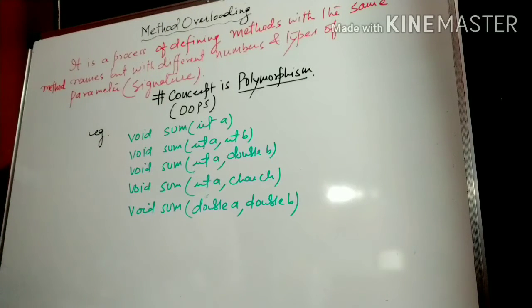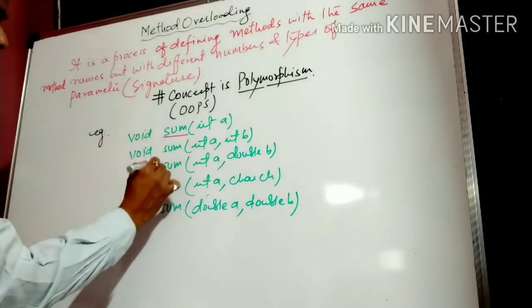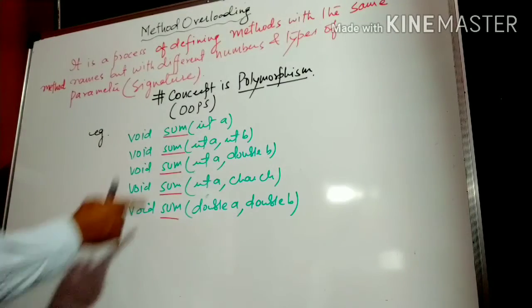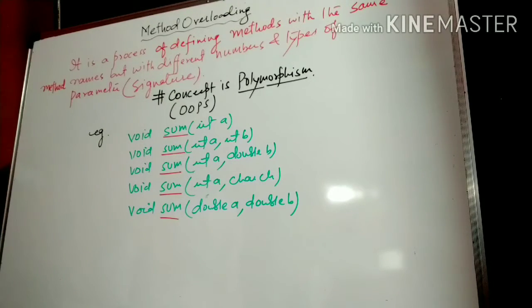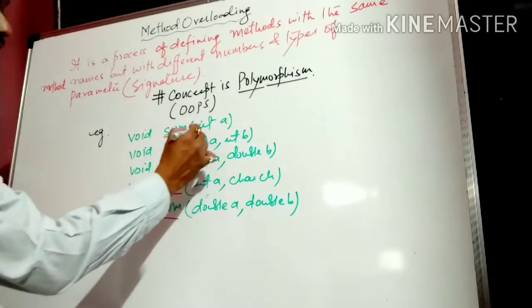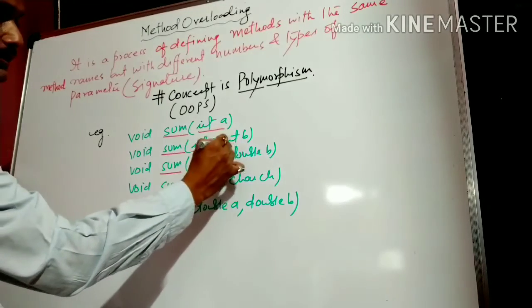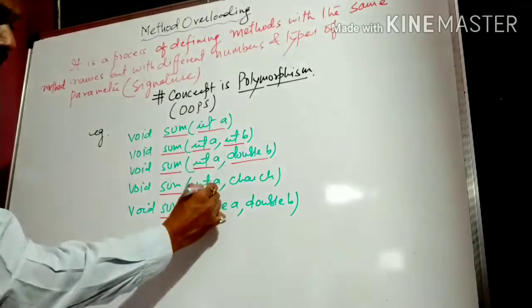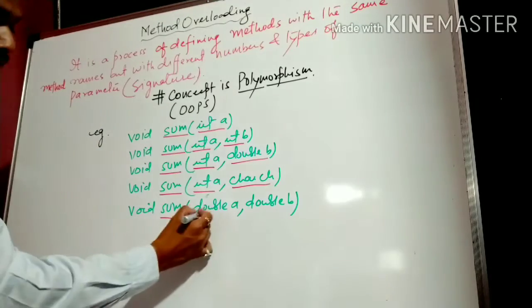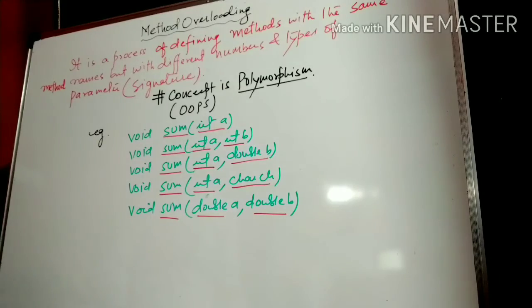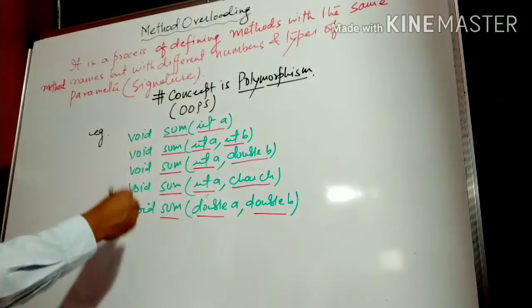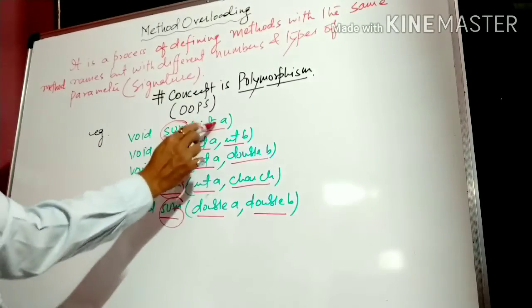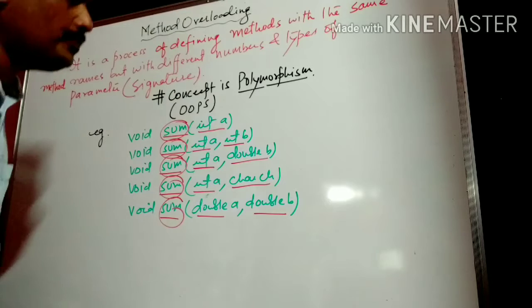What is the name of the method? When you see this one, the method name is sum. Here is sum. All the methods are the same, but with different signatures. Here integer, comma integer. Here one integer, one double. Here one integer, one character. Here both are double data type. So in this example, the names of the methods are the same, but the signatures are different. That is a part of method overloading.